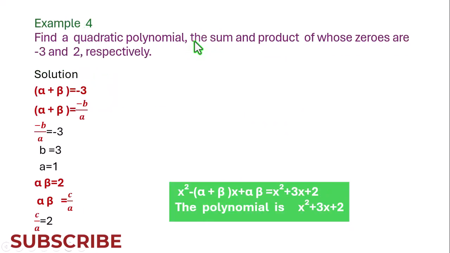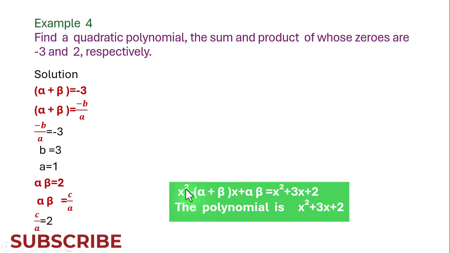Find a quadratic polynomial, the sum and product of whose zeros are minus 3 and 2 respectively. Solution: sum of zeros is minus 3 and product of zeros is equal to 2. Alpha plus beta is equal to minus 3, and alpha plus beta is equal to minus b upon a. So minus b upon a is equal to minus 3. Here the minus signs cancel, so b is equal to 3 upon 1, so a is equal to 1. Alpha into beta, the product of zeros, is 2. Alpha into beta is equal to c upon a, so c upon a is equal to 2, and c is equal to 2.